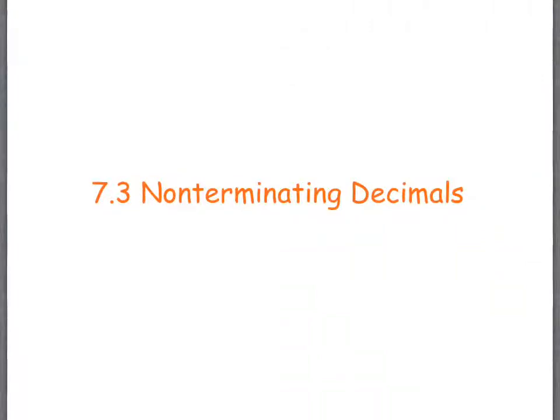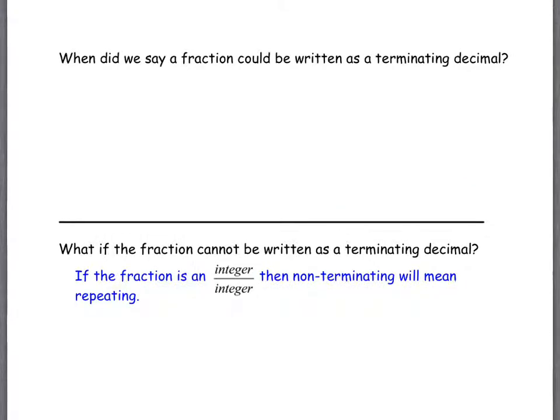Section 7.3 is titled Non-Terminating Decimals, and perhaps not the absolute best title for the section because it only includes one type of non-terminating decimals. But to start with, let's talk about what terminating decimals were. We did that back in section 1.